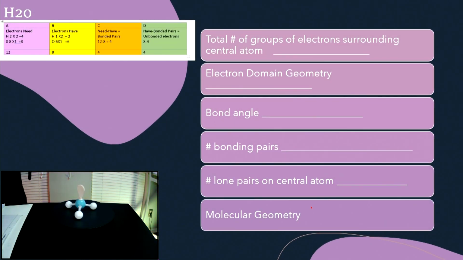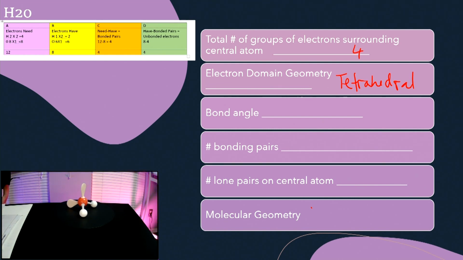And moving on to water. So take a second to count the number of domains that surround the central atom. There's 2 single bonds and there are 2 lone pairs. So that gives us a total of 4. So the electron domain geometry is tetrahedral.